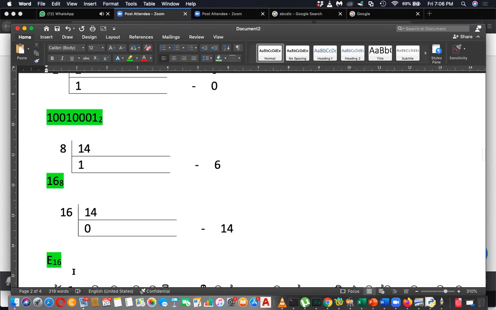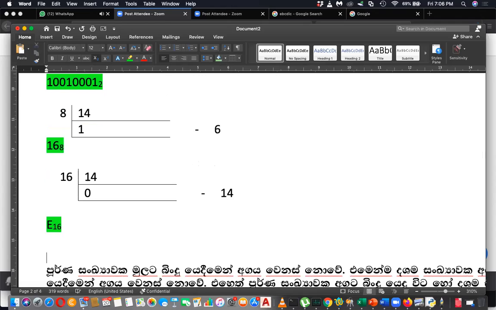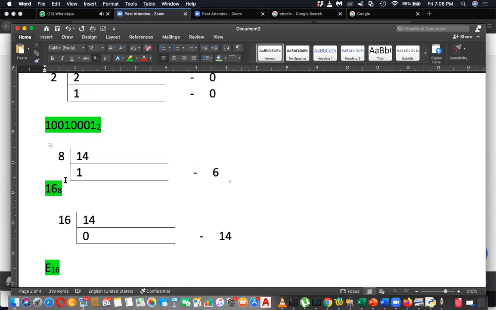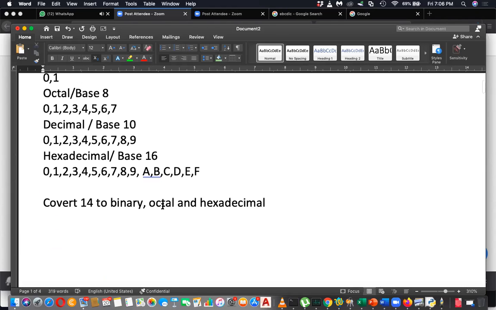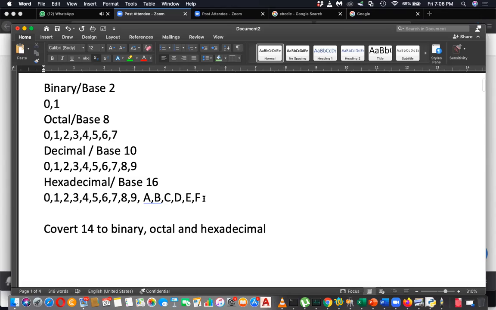Okay. So then write down this special one. So if you have done this, why did you put E? Because you don't have 14 in hexadecimal.